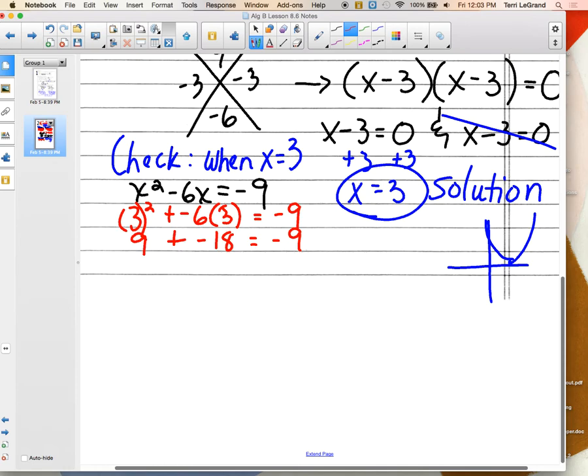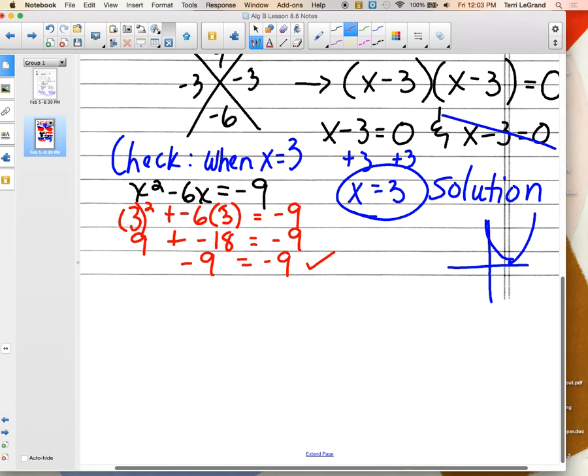Over here, we still have more to do. What's 9 plus negative 18? Negative 9. Because we want it to be, or because it really is? Because it really is. Okay. So in this case, remember what I said, it's not going to be 0 equals 0, but we still end up with a true statement, don't we? So it checks out.